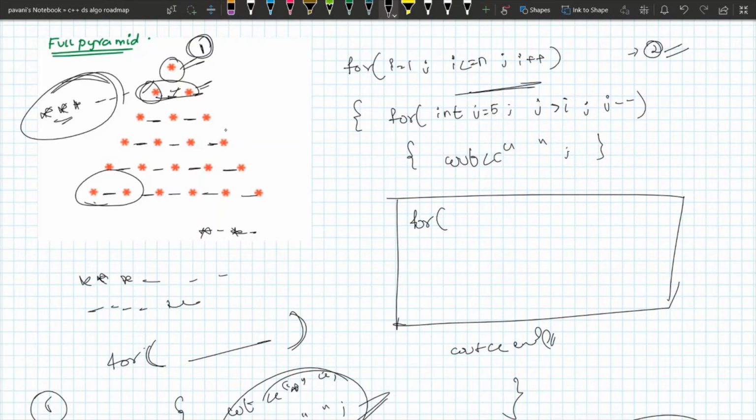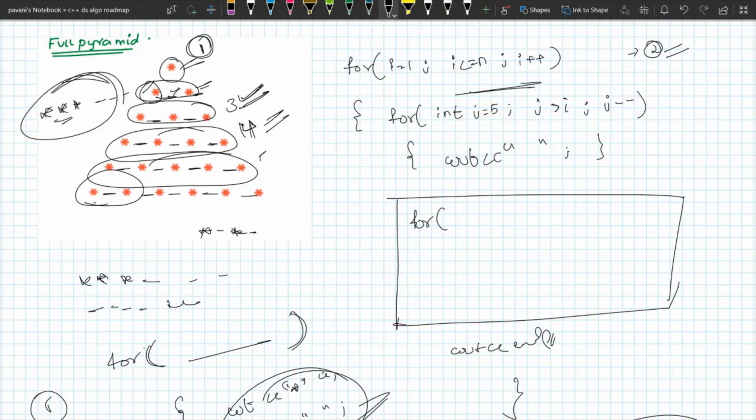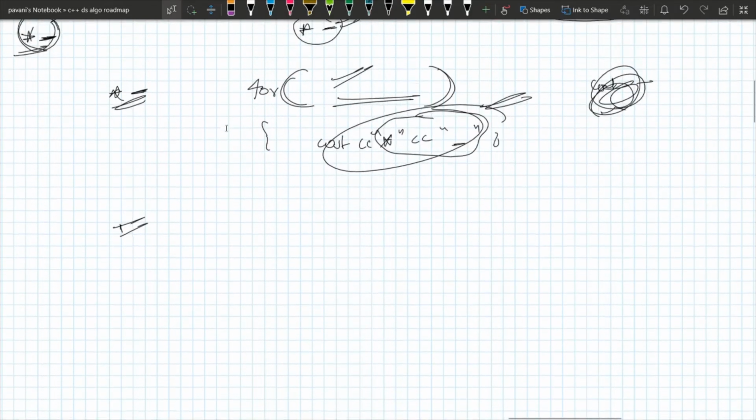Try to understand it. For I value 3, 3 stars and spaces are printed, which means 3 iterations are done. For I value 4, 4 stars and spaces are printed, which means 4 iterations. For I value 5, 5 iterations are possible, meaning 5 stars and spaces are printed. I think you got the logic.